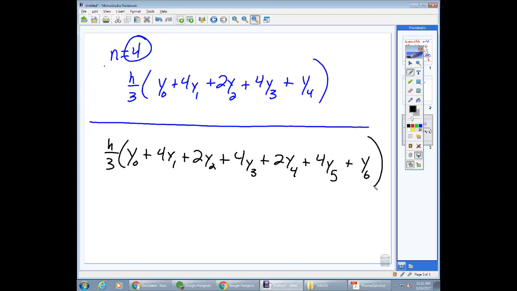So all we need to do is calculate the y values and then just add them in this weighted manner. And that's all Simpson's rule breaks down to. So the parabolas sound kind of frightening at first, but it turns out it really works out to just some simple arithmetic. Okay.